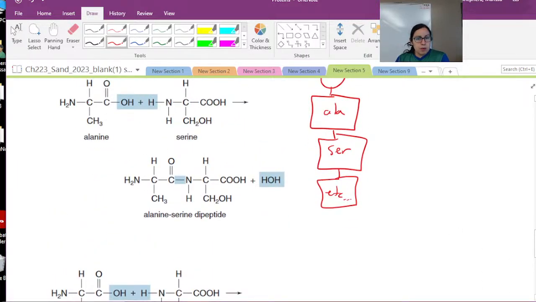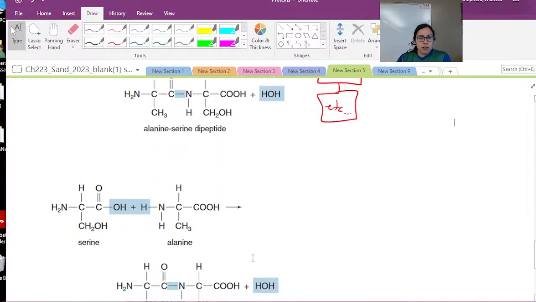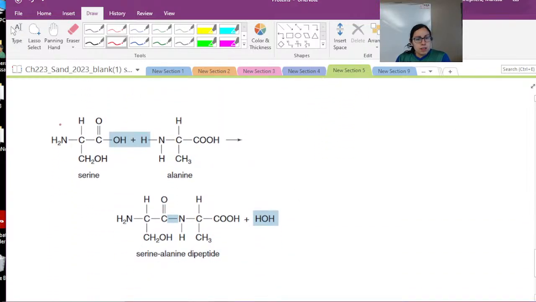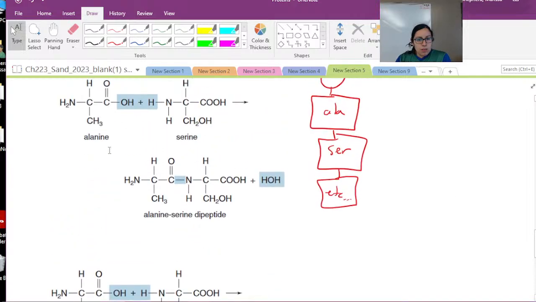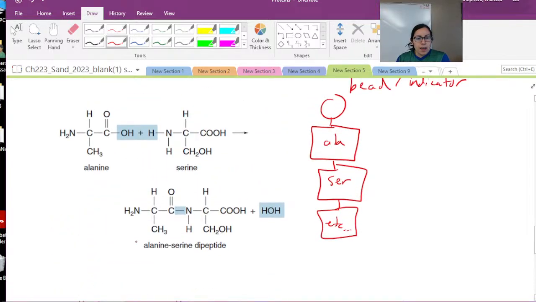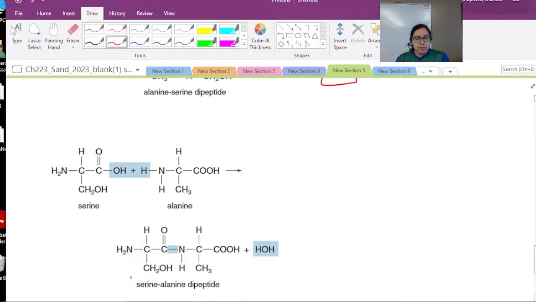And again, notice how they bond: amide bond formation, water. And all this is showing too is that order matters. So we did an alanine serine dipeptide, so alanine was first. And then this one is a serine alanine dipeptide, so the order is different there.